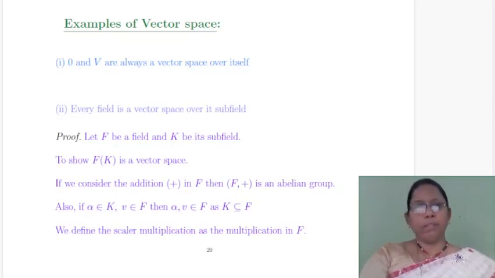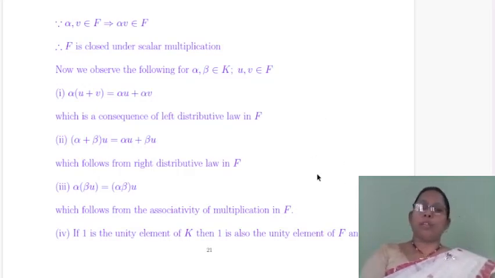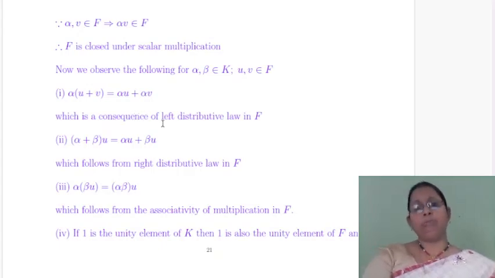Now I am done if I show that F satisfies the remaining four conditions of the vector space. Take the first condition, alpha (u plus v), which is equal, by the left distributive law of F, to alpha u plus alpha v. Already I have shown that if alpha, beta belongs to K, then it trivially belongs to F, and u, v belong to F, and elements of F follow the left distributive law. So alpha (u plus v) is equal to alpha u plus alpha v.